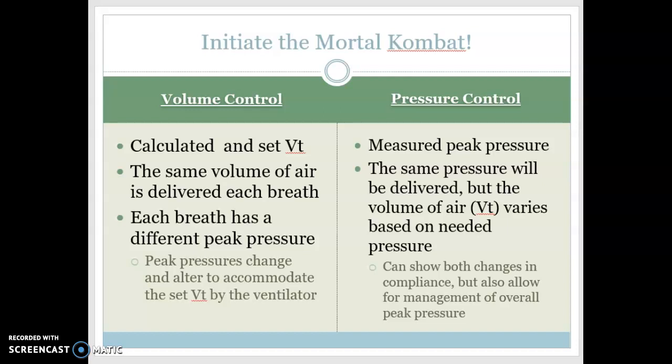Pressure control, you have a measured peak pressure, which is delivered in centimeters of water pressure, and it will deliver that tidal volume up until we reach that pressure, but then each individual tidal volume will vary slightly within a range, but your peak pressures will stay the same.